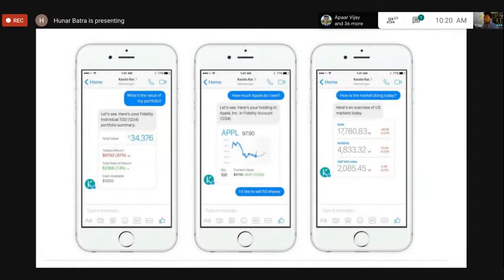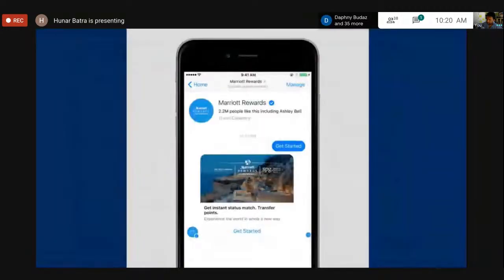Then again, this is a trading bot which tells about your portfolios and how the market has been doing, about the stock market prices. You can get notifications from the bot. You can subscribe to the bot, and it will keep on messaging you on Messenger with the latest prices, or if there is any information, etc.